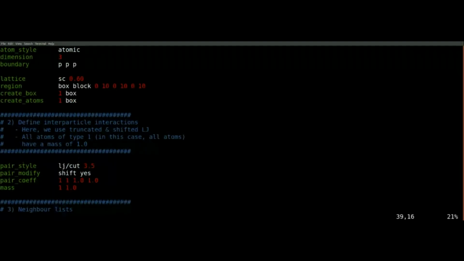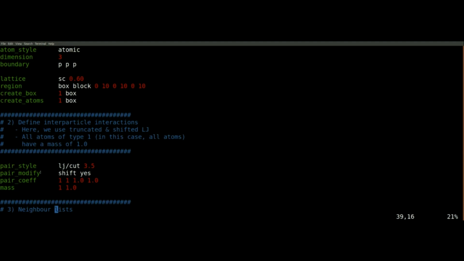As I've said, we're using Lennard-Jones cut. So that means that we are truncating our Lennard-Jones interactions. In this input script, it's at 3.5 rather than 2.5. The reason that the graph shows 2.5 is because if you go till 3.5, there's not much interesting happening in the graph, frankly. And below that, we've got a pair modify.